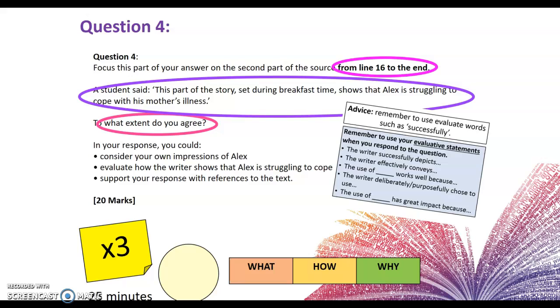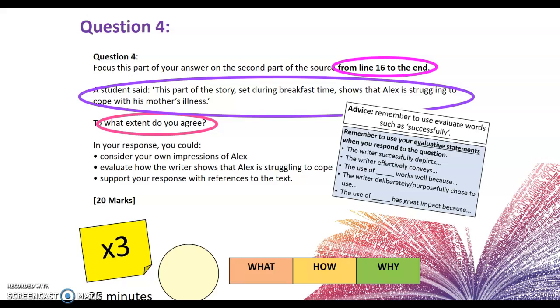There's some useful sentence starters on the screen there, so that you are using evaluative words. So things like the writer successfully depicts how Alex is struggling. The writer effectively conveys Alex's struggle. The use of a semantic field of death works well because it shows that Alex considers, talk about his mother's illness. The writer deliberately or purposefully chose to use. The use of a particular method has a great impact because. So you could use those.